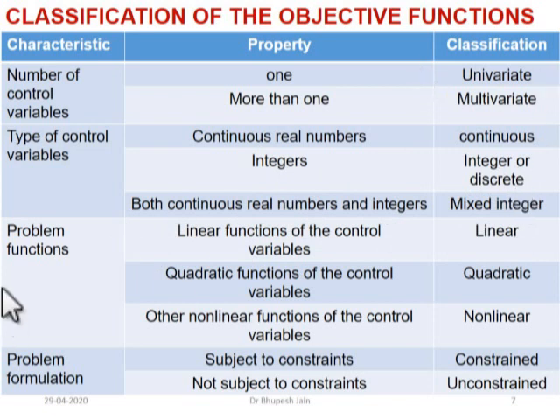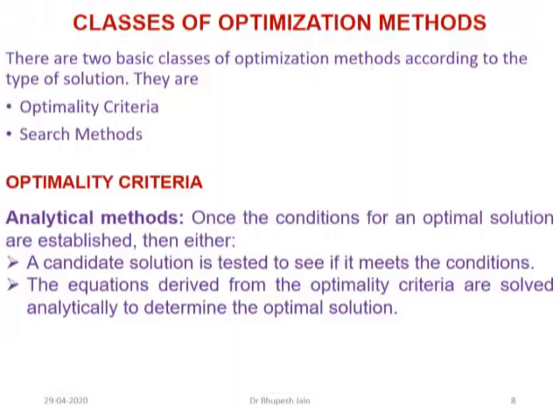If the problem function is linear, it is a linear problem. If it is quadratic, it is a quadratic type optimization technique. If non-linear functions and variables, it is a non-linear technique. Depending on the problem formulation, that is, the objective function: if subject to constraints, it is a constrained problem; if not subject to constraints, it is an unconstrained problem. In this way we can classify the various optimization techniques and problems.